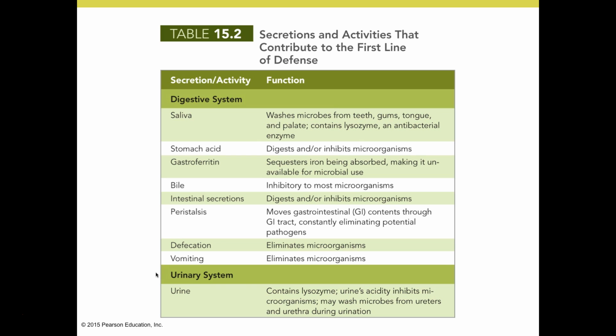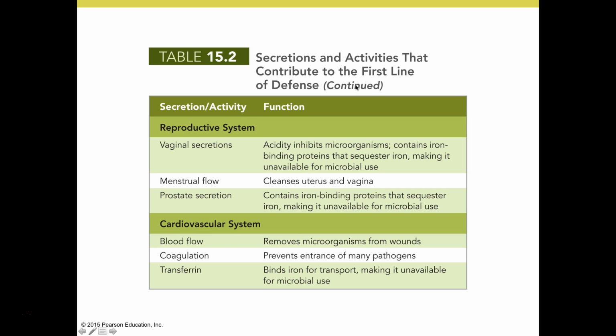Table 15.2 gives the secretions and activity that contribute to the first line of defense. From your saliva, your stomach acid, bile, your peristalsis, and even the urinary system. Also the secretions and activities that contribute to the first line of defense from the reproductive system and the cardiovascular system.